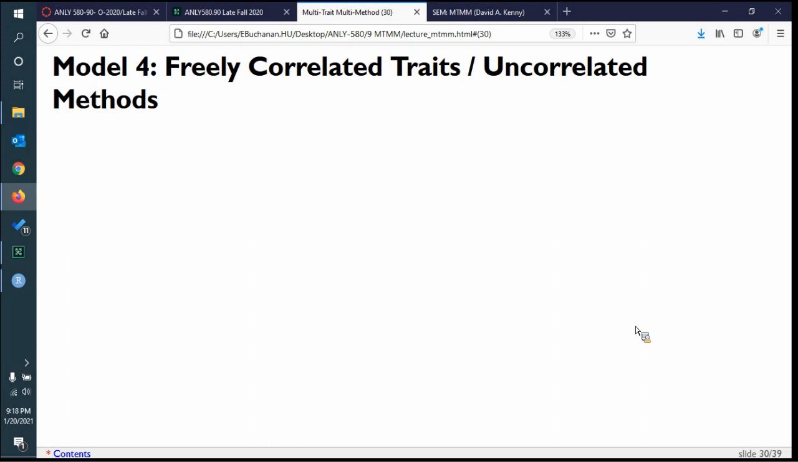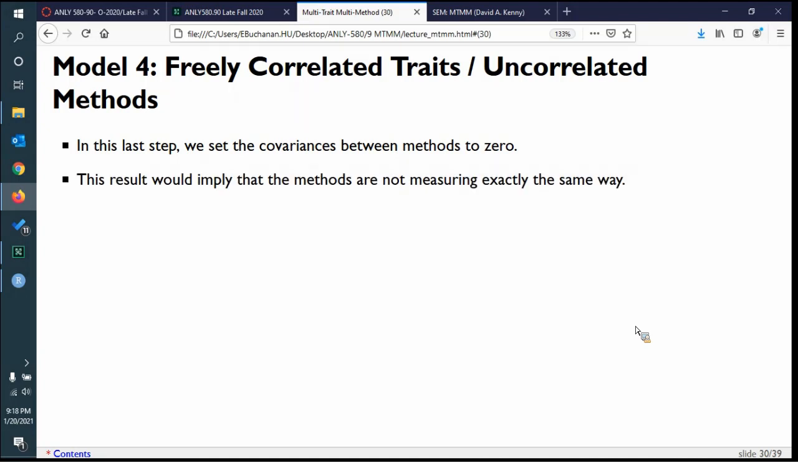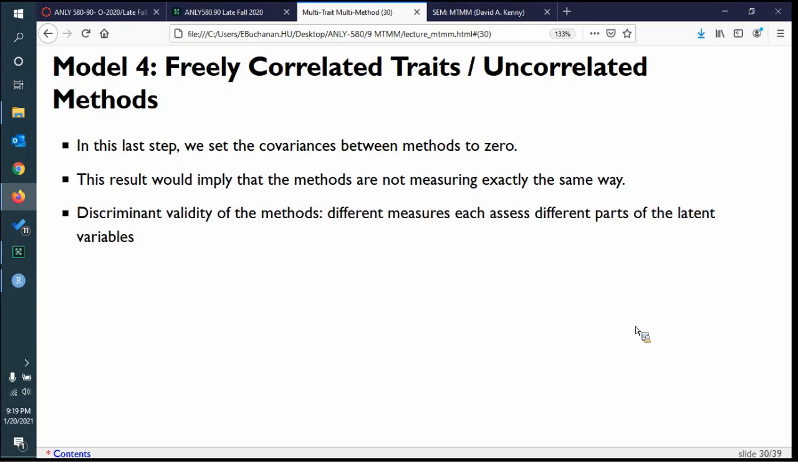Now this last step is a little different. What we're going to do is allow the traits to do whatever they're going to do, the correlation there, and we're going to uncorrelate the methods. So we'll set the covariance between methods to 0 because this would be a good scenario. That would imply that our methods are measuring differently. If the correlation between methods is very high, that implies that they're measuring in the exact same way. Okay, so this is a discriminant validity test on the methods. The last step was a discriminant validity test on the traits.